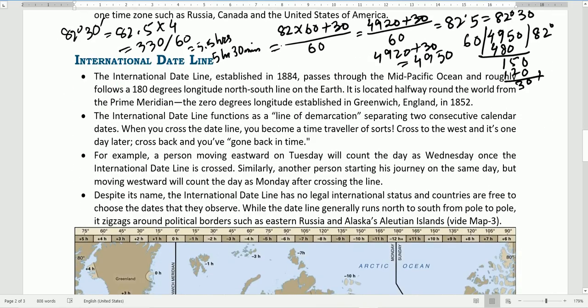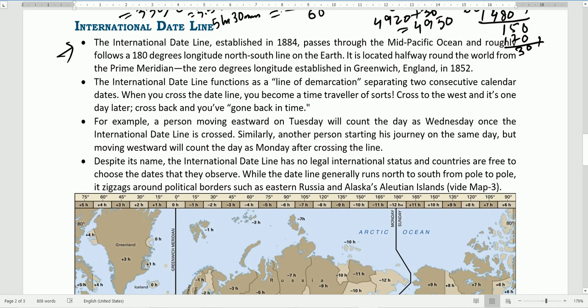So next we have the last topic, that is the International Date Line. The International Date Line, established in 1894, passes through the mid-Pacific Ocean and roughly follows the 180 degrees longitude north and south line on the earth. Here we have 180.